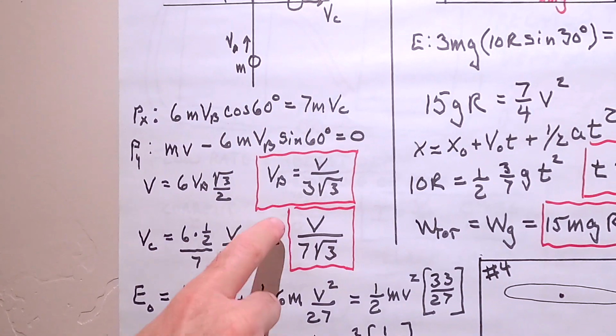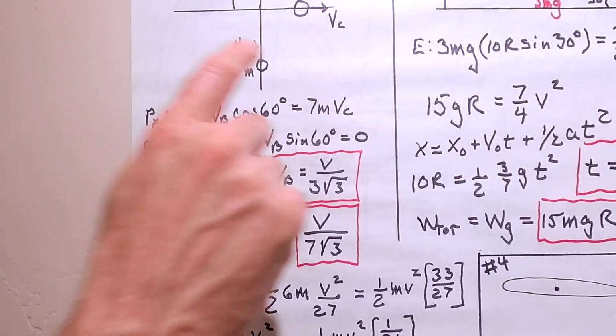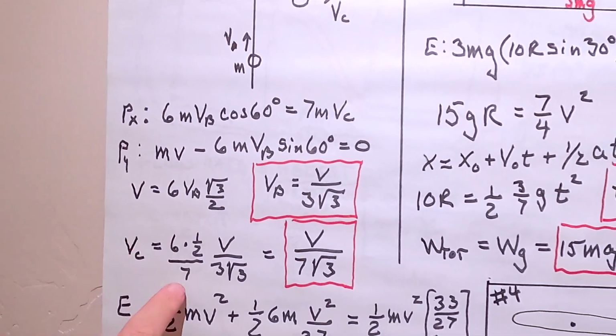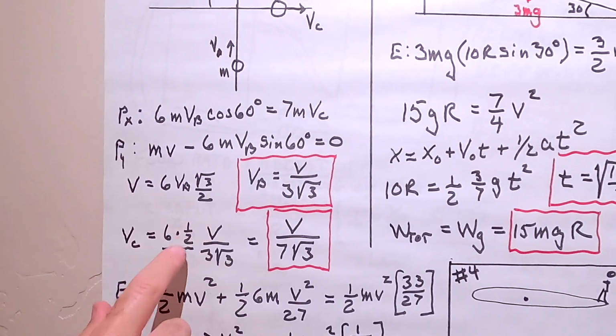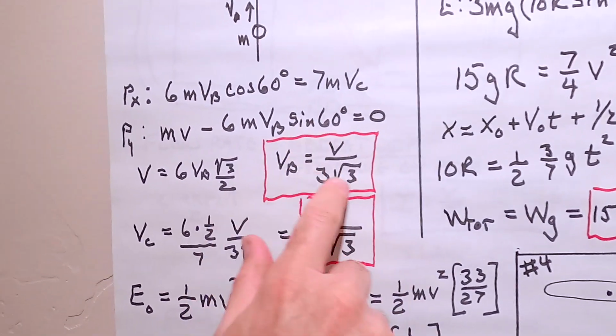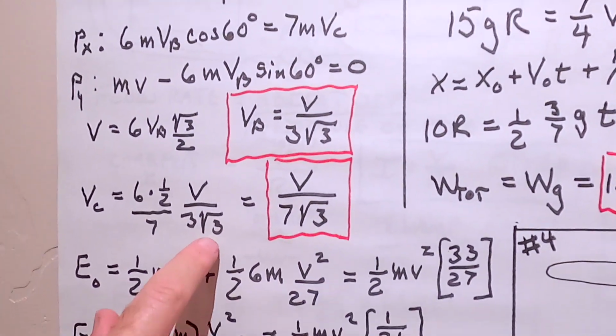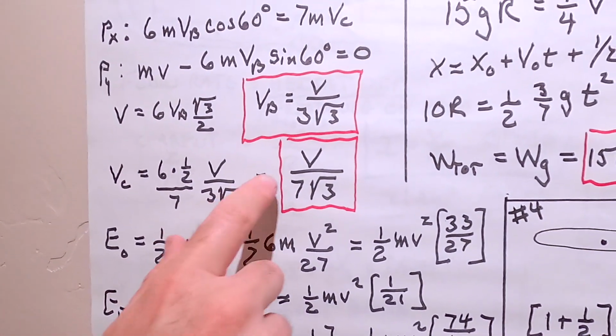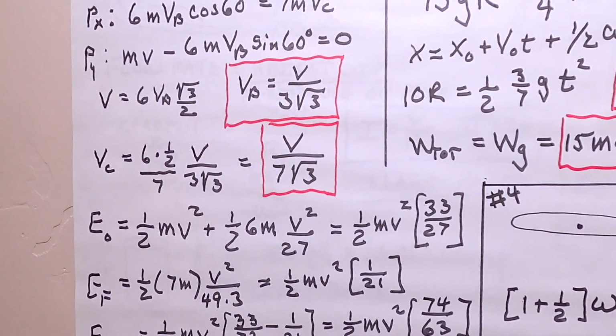Now we can take this VB and plug it up into there and get VC. Divide out the m's, so you just get 6/7 times cosine 60, which is 1/2, times VB, which is this right here, and that equals VC. Well, the 3's all drop out, and this is V over 7 square root of 3.